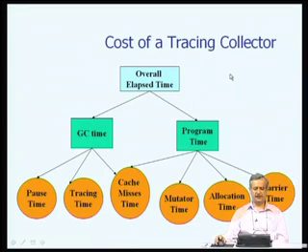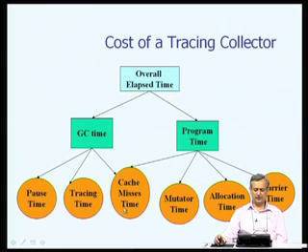What is the cost of a tracing garbage collector? A tracing garbage collector really goes through the memory and then copies objects and so on and so forth. So, the overall elapsed time consists of two parts, garbage collection time and the main program time. So, in the GC time we have pause time, tracing time and cache miss time, etc. Basically, pause time is the time for which the main program is stopped. Tracing time is the time needed to go through the memory completely and determine what is garbage and what is not, and so on. And cache miss time is because of misses in the cache.